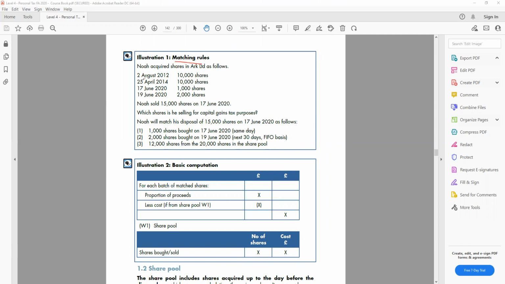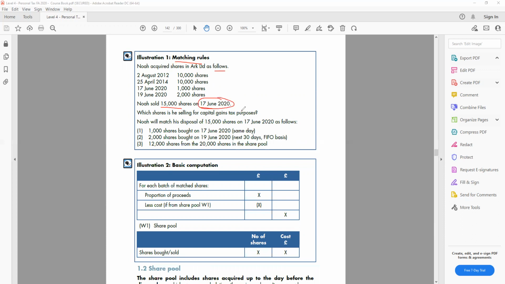Matching rules. Noah acquired shares in ARK Limited as follows. You have to be very careful with the date. It's very important. 2nd of August 2012, 10,000 shares. 25th of April 2014, 10,000 shares. 17 June 2020, 1,000 shares. 19 June 2020, 2,000 shares. Noah sold 15,000 shares on 17 June. So you can see here, we sold on 17 June.